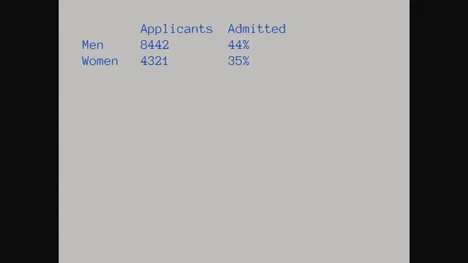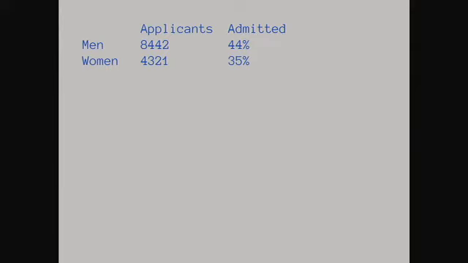Yeah, so in 1973, of all men, 44% were admitted to graduate school in Berkeley. Only 35% of women were admitted. That's kind of damning, right? That is an indication of discrimination, potentially. But there's confounding at play.